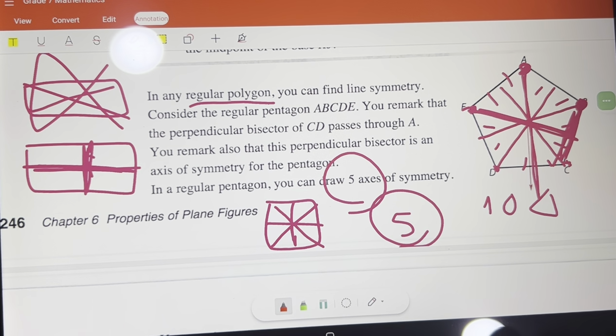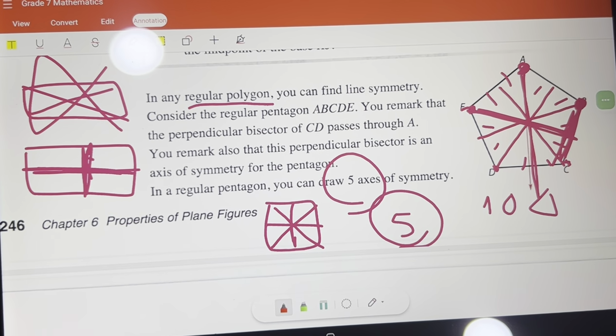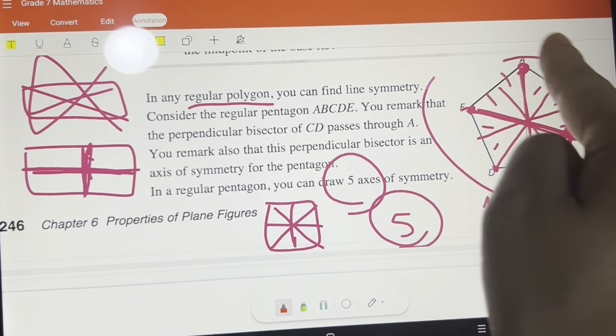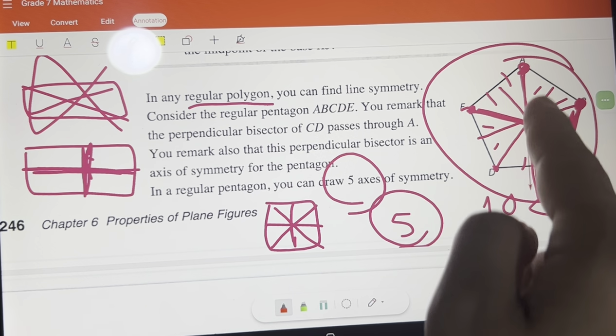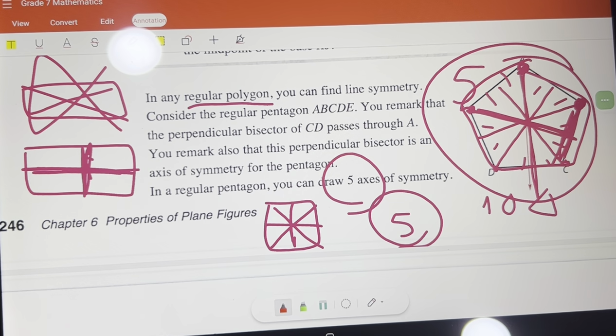And a regular hexagon has 6 sides, so 6 axes of symmetry. Be careful, dear students, whenever you have a regular polygon, you only count the sides and directly write the number. So here, when I count the sides, I get 5, and it's a regular one. So the answer is 5 axes of symmetry.